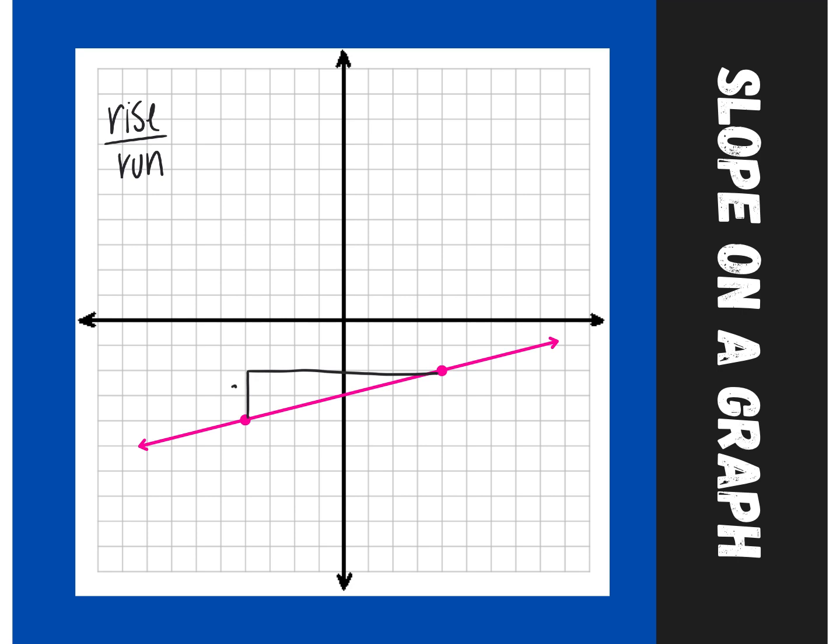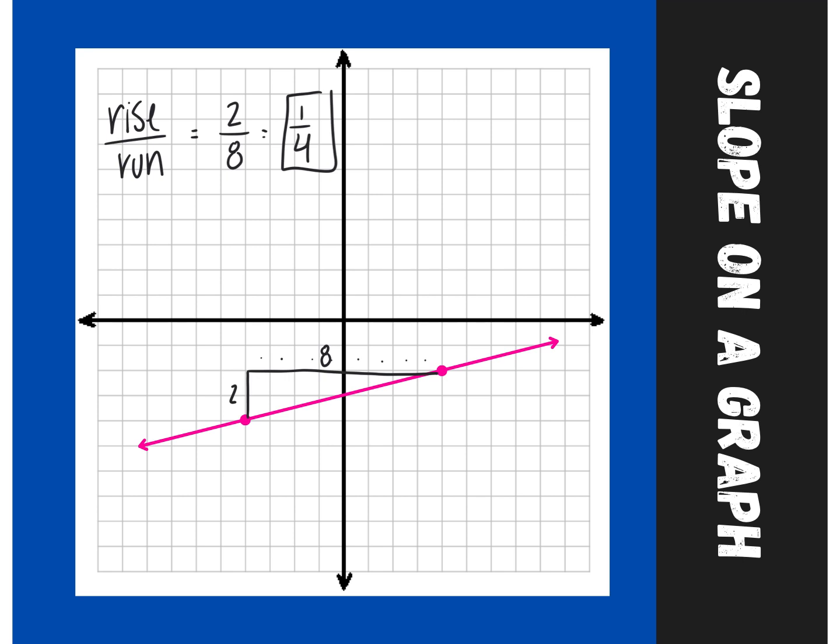I can see that it goes up 2. It's a little harder to see how much it's moving over, so it helps to count those out. See that it's going over 8. Going back to rise over run, I can see my rise is 2, my run is 8, which gives me a slope of 1/4.